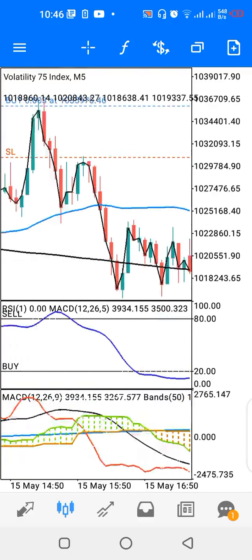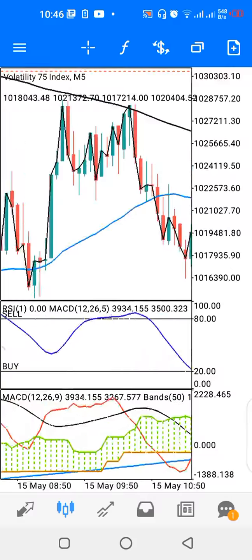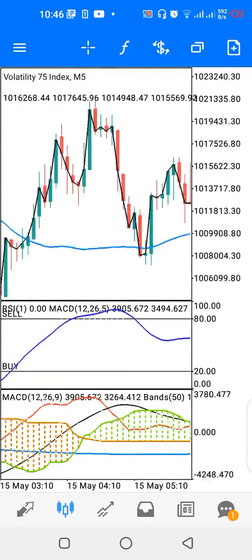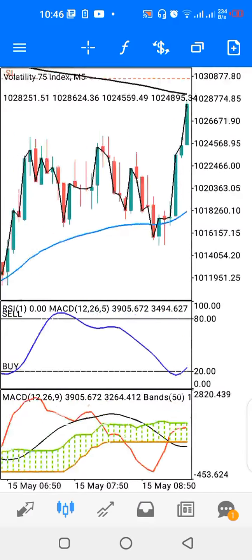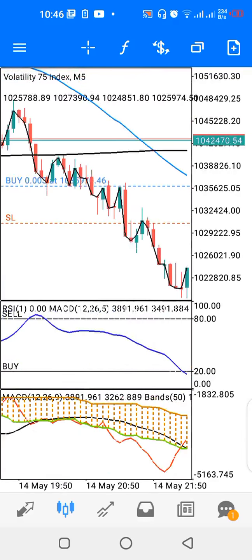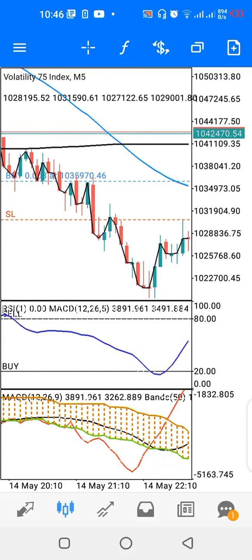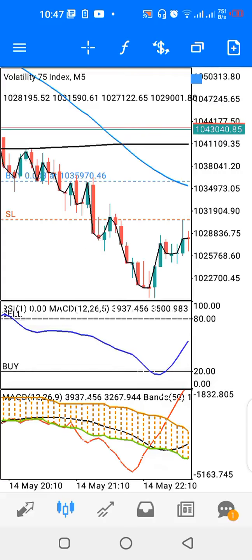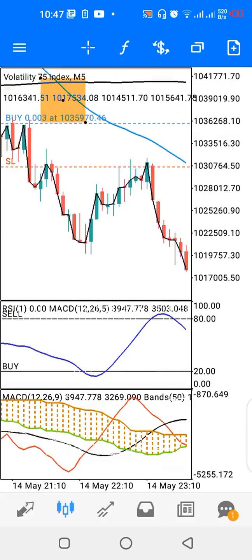And when the blue is below the black line around here, so this is where it started from, as it goes below, then the trend becomes bearish. Like you have it going below here, the trend becomes bearish.